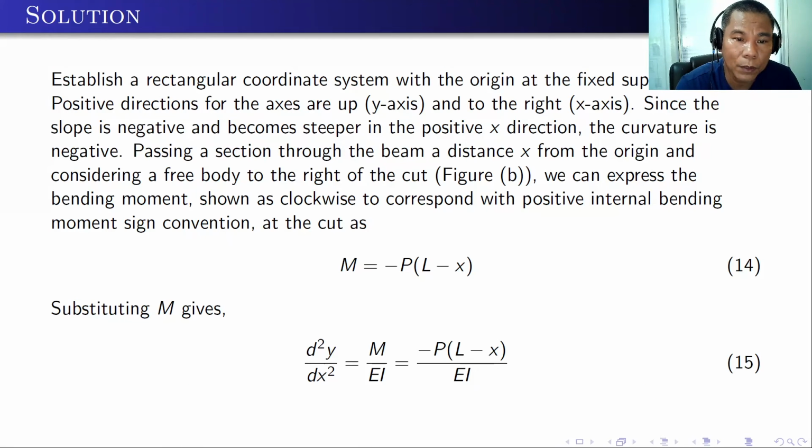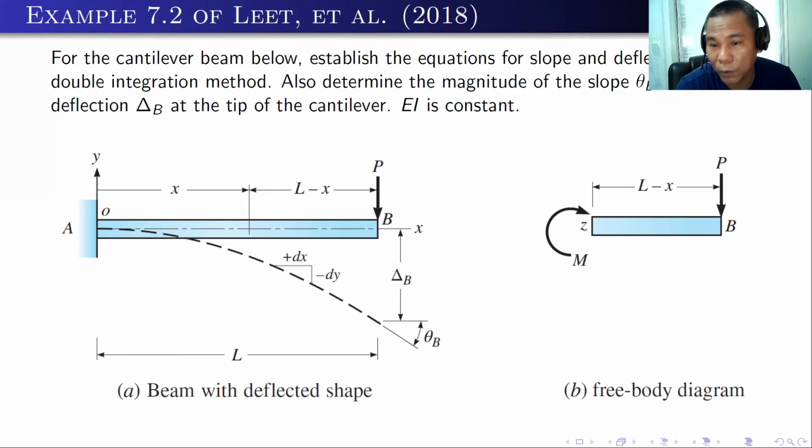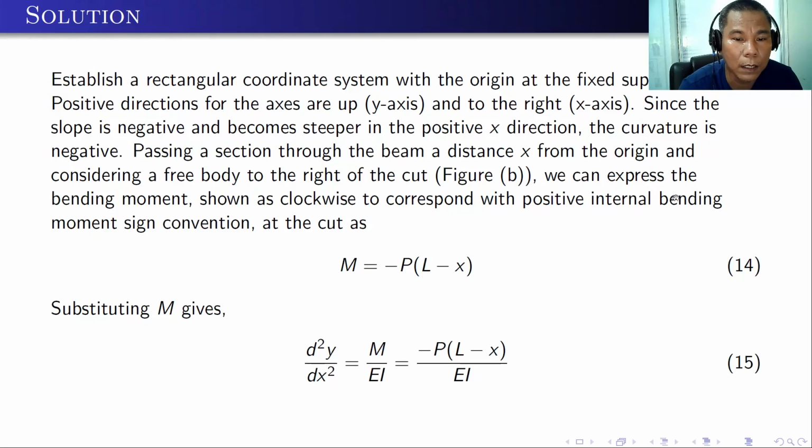Again, we need to establish the moment, and it would be easier if we cut the beam at this portion and choose the right portion of the beam. Assuming the x-axis is from A, the distance here should be L minus x. So the moment here should be equal to P times L minus x. And it should be negative because it will create a clockwise moment on the right-hand side.